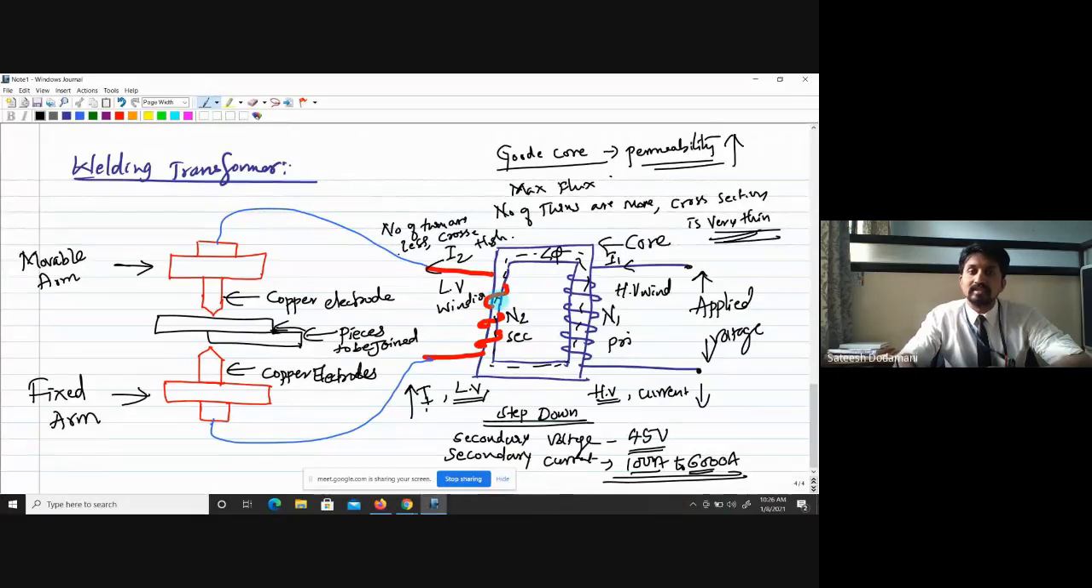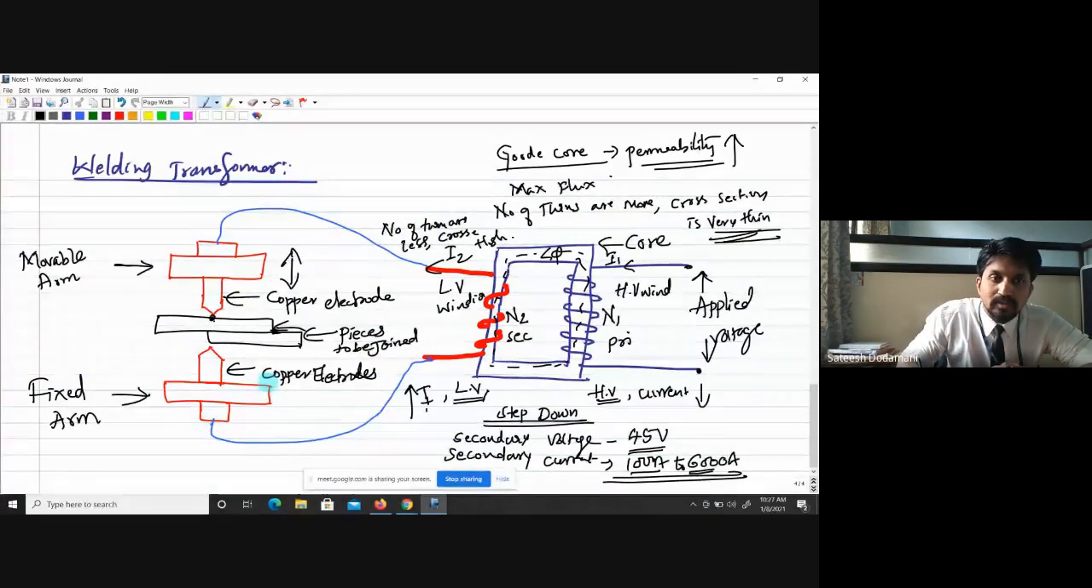Then this secondary winding is connected to two arms, which are called the movable arm and the fixed arm. The movable arm moves in the upward and downward direction, so it can go up as well as come down, but the fixed arm cannot move anywhere; it will be fixed. In between, you place the metals which you are going to join. Whenever the arm comes down and connects, these are copper electrodes, so current will easily flow. So why are they using copper electrodes?